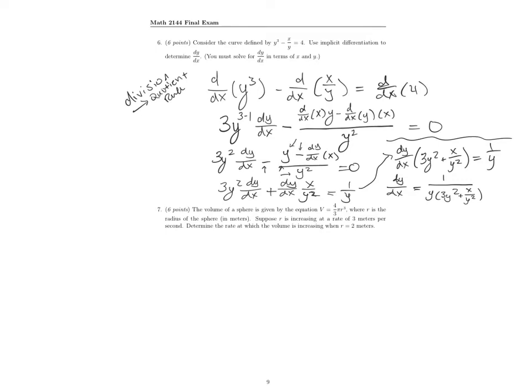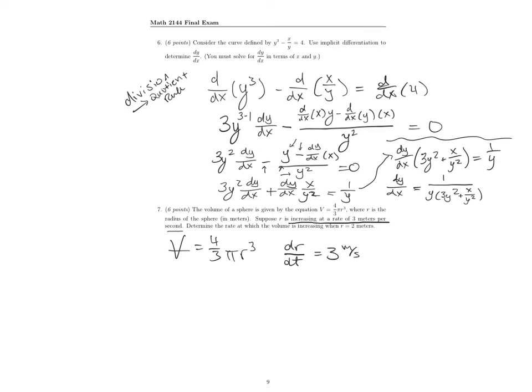The next one is number 7. We want to find the volume of a sphere given by 4/3 pi r cubed, and we know that r is the radius of the sphere. We know that r is increasing at a rate of 3 meters per second. So that's going to be a change in r. We'll say dr/dt is 3 meters per second.